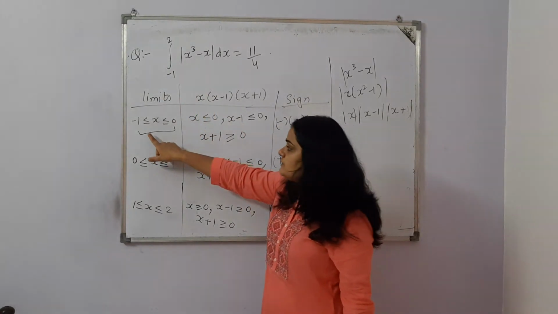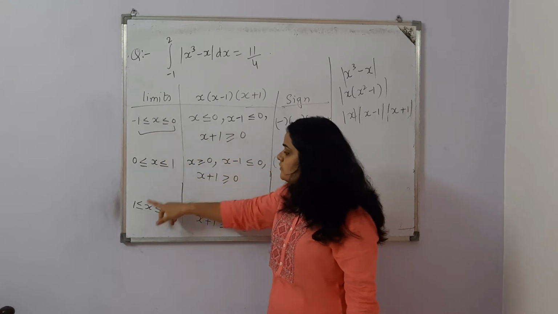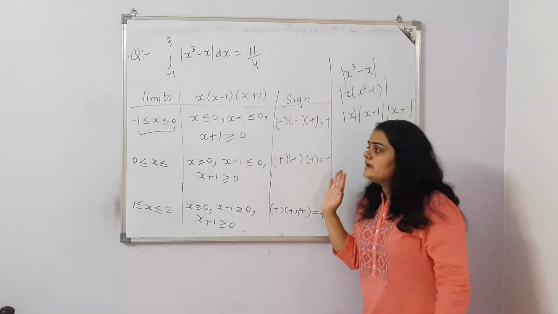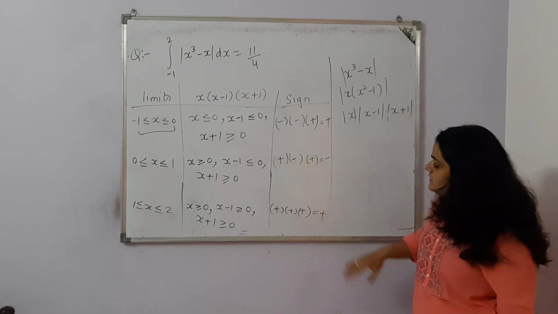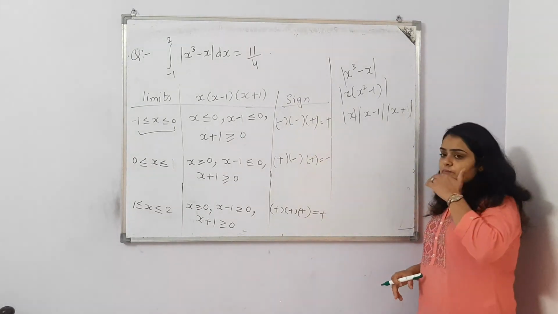I split the limit into minus 1 to 0, 0 to 1, and 1 to 2 according to the number line, and I find where the function is positive, where it is negative, and where it is positive. So it will be quite easy.